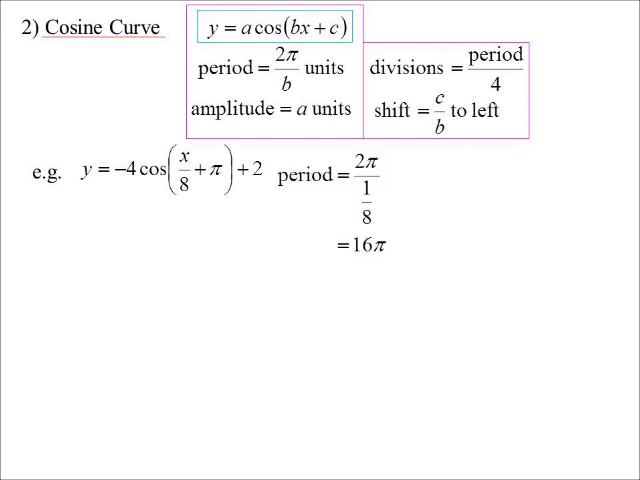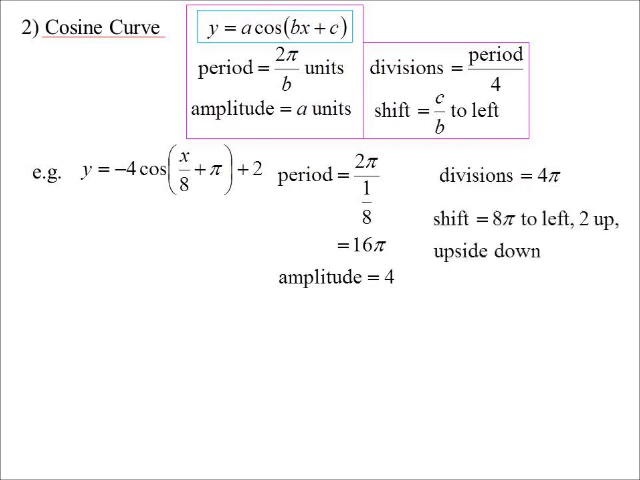Okay, period 2 pi on an 8, so the period's 16 pi. Amplitude is 4. The negative is going to mean it's upside down. I'll mark off the divisions every 4 pi. So we've shifted 8 pi to the left. We're going to shift 2 up. And as I say, the curve's upside down as well.